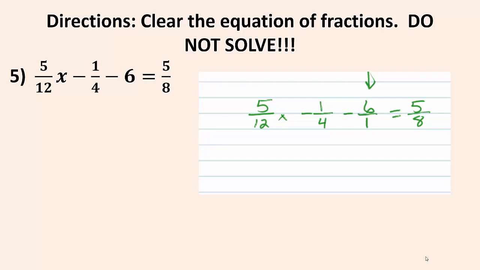So we're going to look at our terms. We have 12, 4, 1, and 8. What is our lowest common denominator? Well, 4, 8, and 1, you'd say 8, but that won't help us with 12. 8 doesn't go into 12, but it does go into 24. Every other term would go into 24. So my lowest common denominator would be 24.